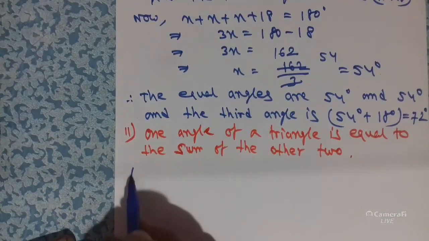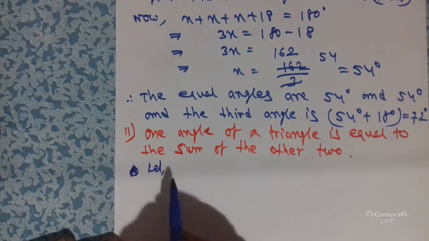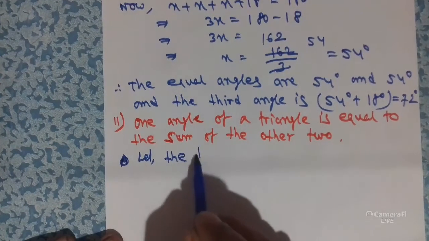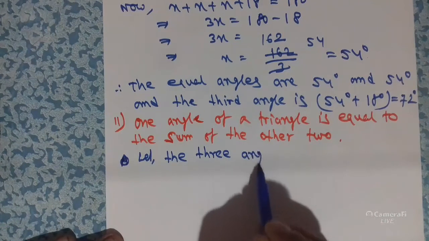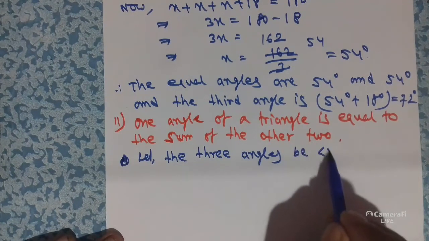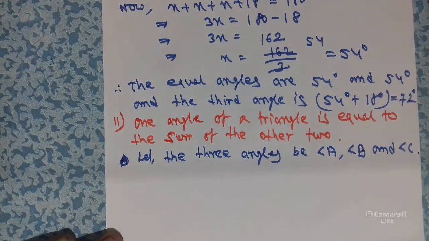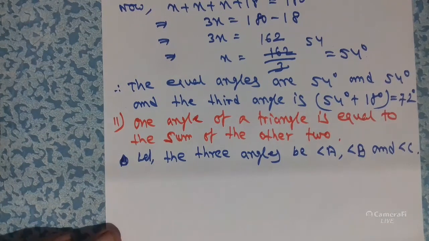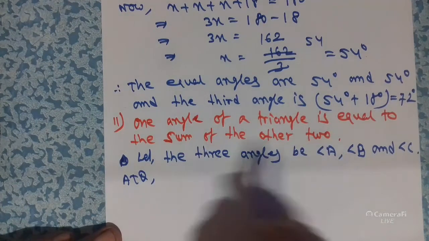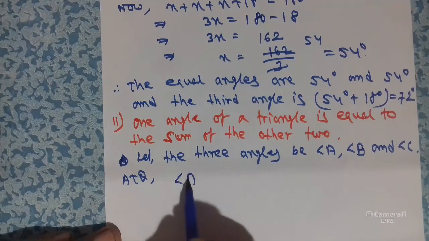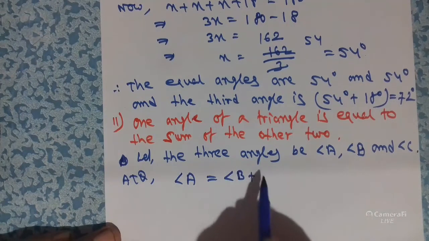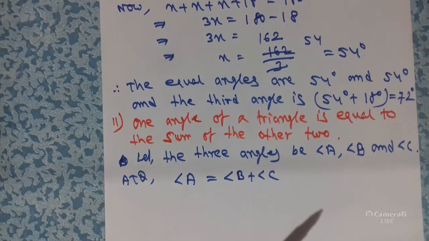Okay. So here according to the condition, at first we have to take, let the three angles be angle A, angle B and angle C. Now according to the question, one angle of a triangle is equal to the sum of the other two. So let angle A be equal to the sum of angle B and angle C.